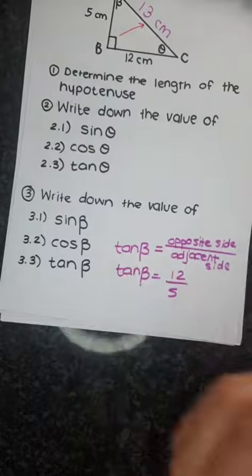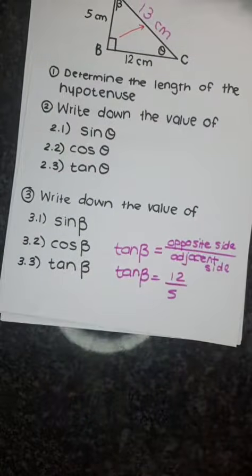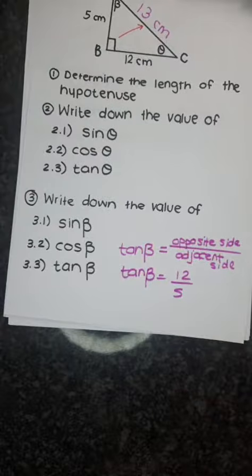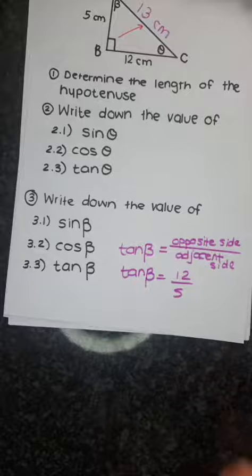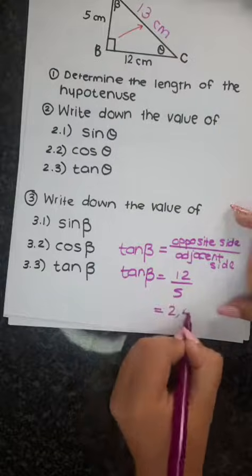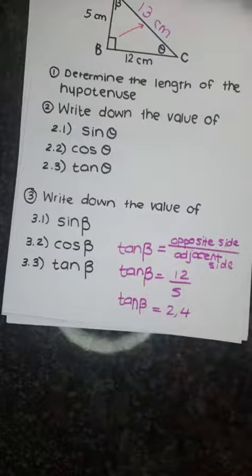Tan beta. So write down the value of tan beta. There it is. And 12 over 5 is the simplified version of the fraction. If they were to ask you to round it off to 2 decimal places or to 1 decimal place, tan beta would be equal to 2,4.